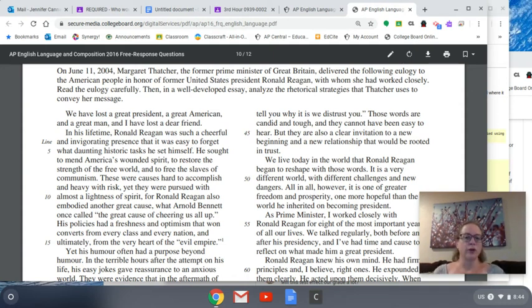In his lifetime, Ronald Reagan was such a cheerful and invigorating presence. Wow, okay, cheerful, that's strong. And invigorating. It also stands out to me because I wouldn't say cheerful is the first word people would use to describe the president who led us through the falling of the Berlin Wall and the Cold War. But okay, cheerful. He was such a cheerful and invigorating president that it was easy to forget what daunting historic tasks he set for himself. Again, that's a very strong phrase.